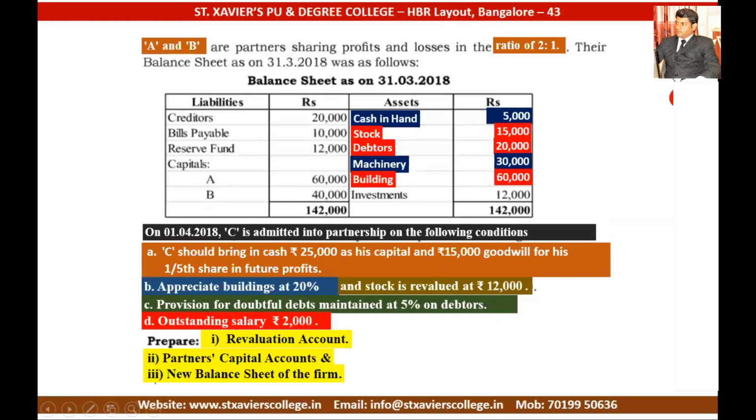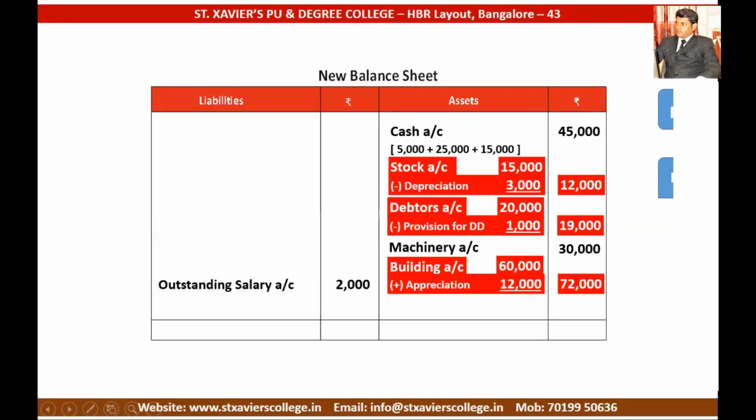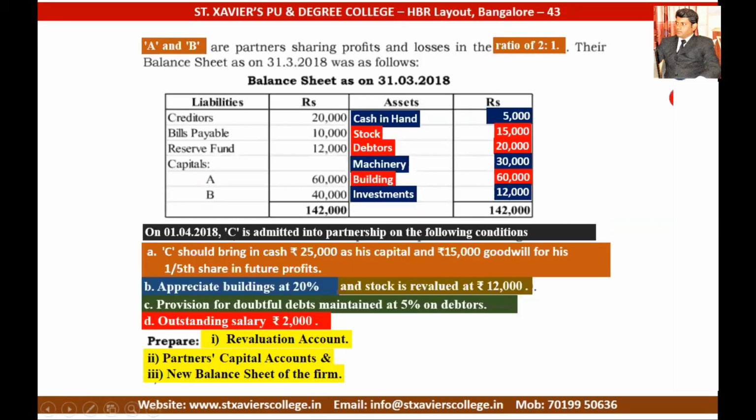Next we have investment. The investment is not highlighted with red. It is without any adjustment. The same value should be treated in the balance sheet. Already we have investment 12,000. It should be written as it is, 12,000, in the balance sheet. Now, all the asset side we finished. There is nothing left out in the asset side.